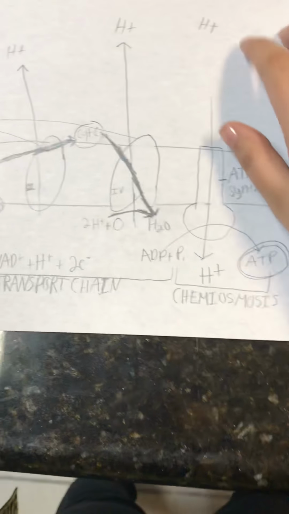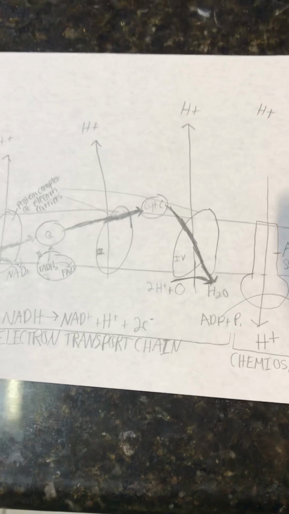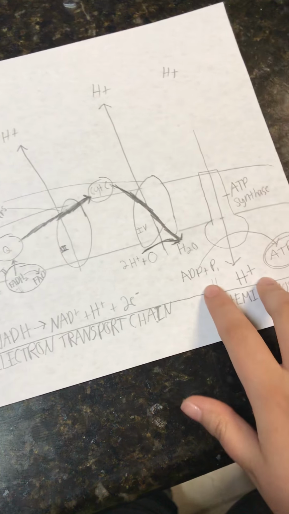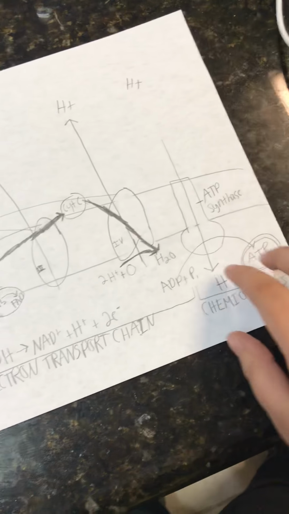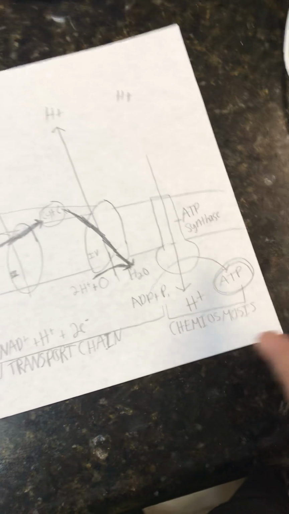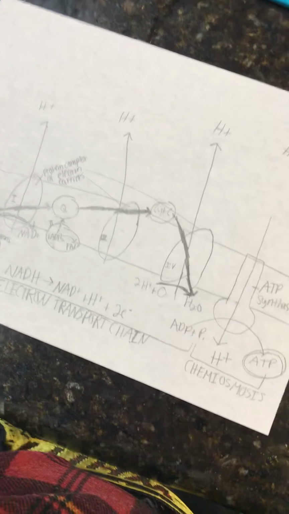So the hydrogens will move down into the ATP synthase, and it'll take ADP and add a phosphate to that, and it'll make ATP out of this. So I hope this is a simplification of the way oxidative phosphorylation works, and I hope I explained this as best as I could. Thank you.